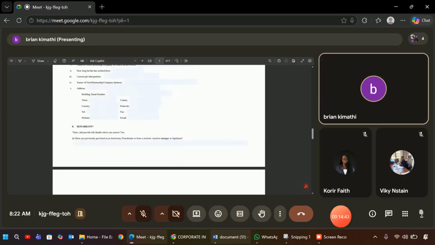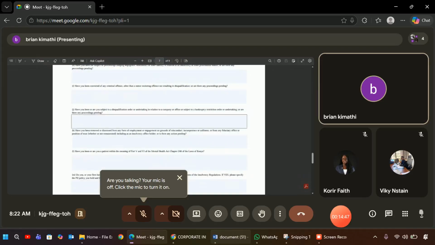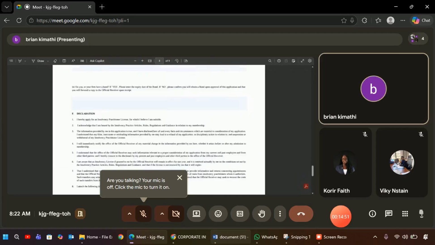Kuna sponsors, mbona unafanya hii kazi, as in a lot of questions. Have you been subject to disqualification relating to company? Unajua sasa lazima pia wadikani kama contravene provisions of the Companies Act 2012. No. They have to be that proactive.